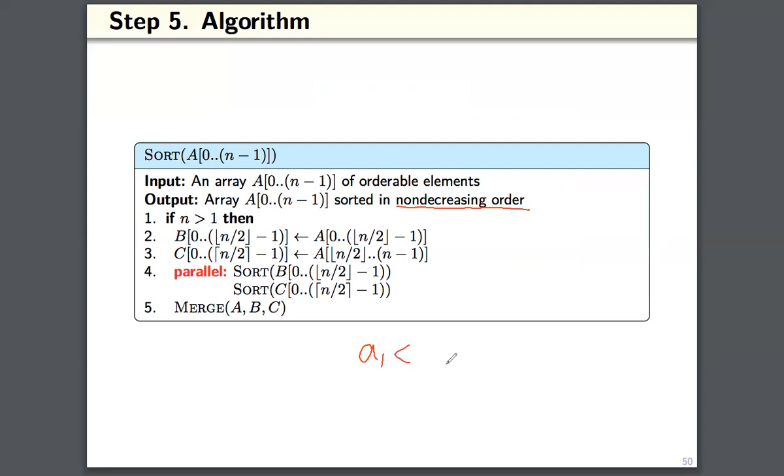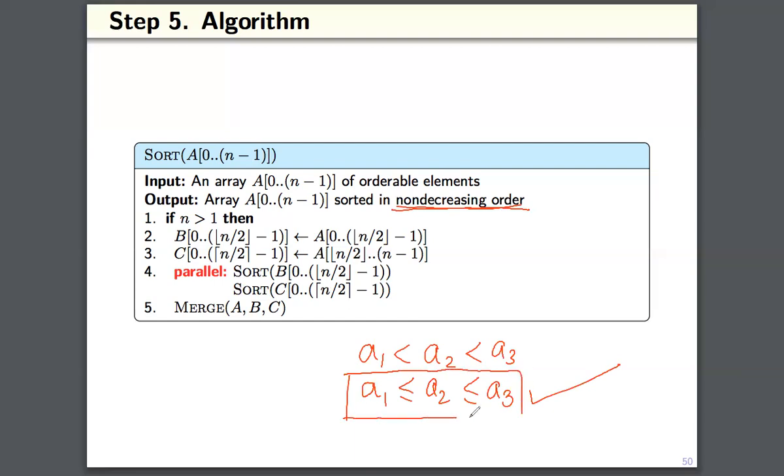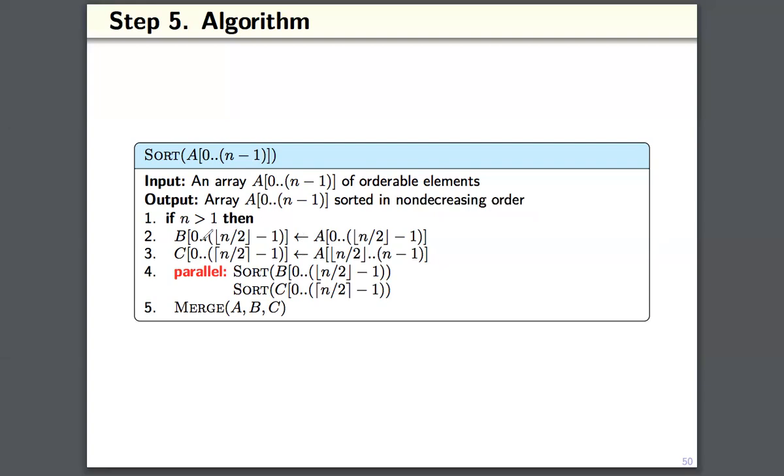Increasing is something like this: A1, A2, A3, so on. Non-decreasing is something like this: A1 less than or equal to A2, less than or equal to A3, so on. Right? So non-decreasing means something like this, because there can be duplicates. It's not that the array is full of unique elements. It can have duplicates. If there are duplicates, we have to order them like this, right? In non-decreasing order.